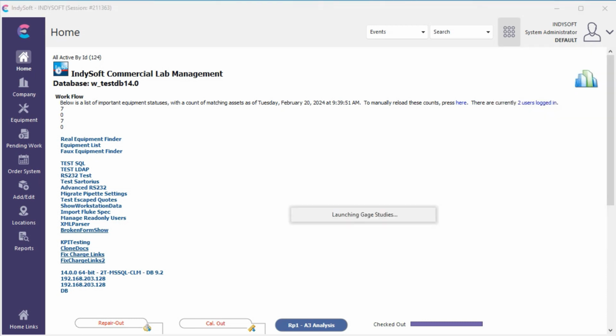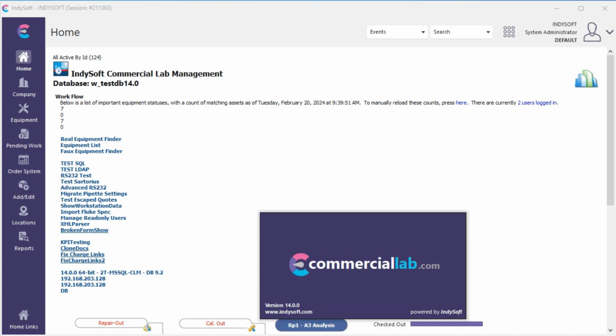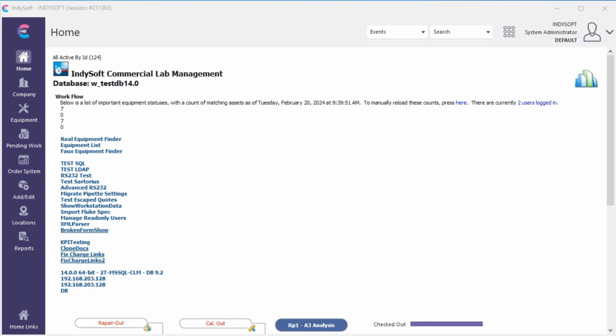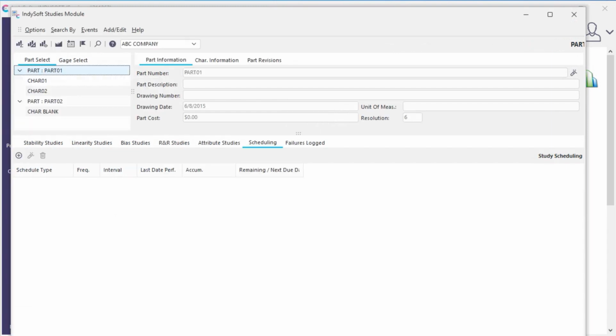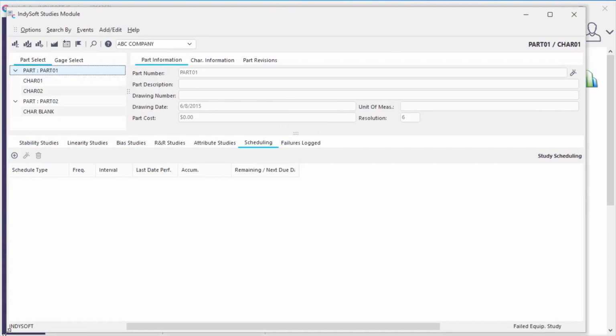Today I'm going to take you on a tour of the Studies module. There are a few key concepts to understand about it, and the first is that it is based on the MSA 4th edition. I stress that to make it clear that this is based on a document designed for the Automotive Insurance Group for their manufacturers.